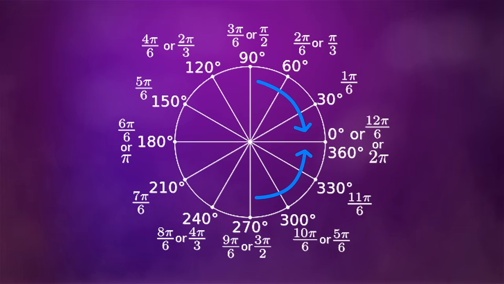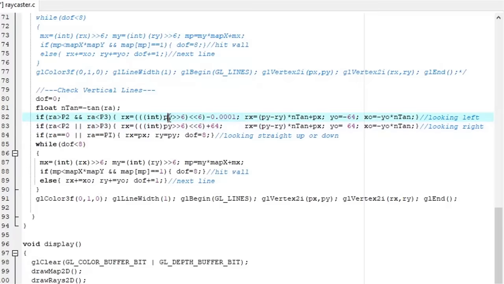Anyways, since this is now the vertical line check, it's flipped, so all X's now become Y's, and all Y's now become X's. It's like opposite world. And that's the only change we really need to make. But we can draw this ray with a different color. Let's make it red. And compile and run.